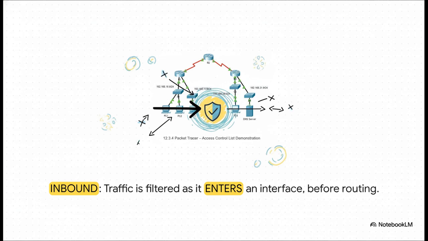First up, let's talk about inbound. An inbound ACL filters traffic the very moment it tries to enter an interface. So in our diagram, traffic from PC1 comes into router 1's G0/0 interface. An inbound ACL here would inspect that packet before the router even has to waste a single CPU cycle thinking about where to send it. It's like a checkpoint right at the entrance.